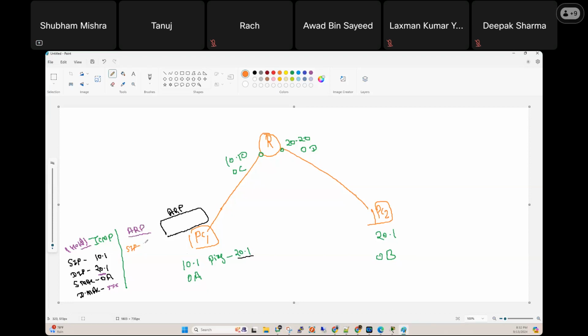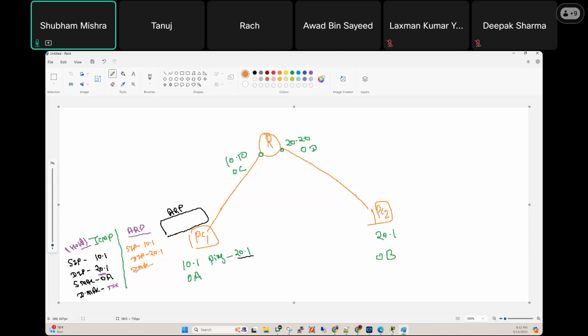In the ARP packet, what will be the source IP address? Source IP address will be, guys, 10.1. What will be the destination IP address? That is 20.1. Now, after that, who can tell me? Source MAC and destination MAC. Okay. You are telling source IP, destination IP. Done. Then source MAC. Right now, I am asking all of you, then I will tell you.